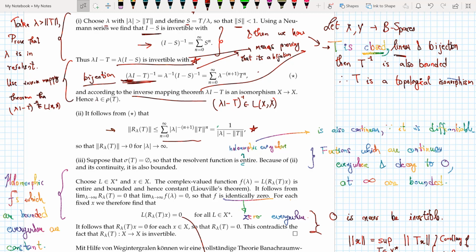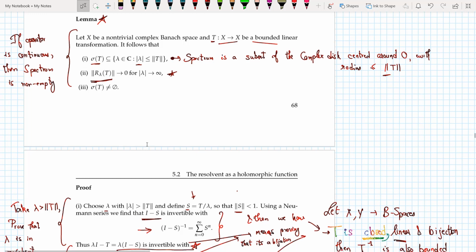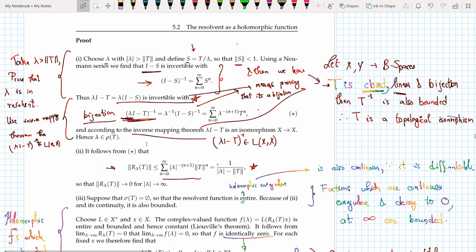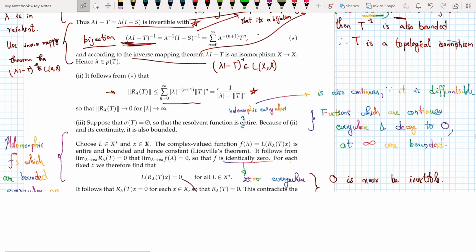And the third one is a good one. As till now I have proved the first and the second one, and now in the third one I want to prove that if X is a non-trivial complex Banach space and T is a bounded linear transformation, then the spectrum in such a case is not null. So how would I show that? I say that suppose that the spectrum is null. Now since the spectrum is null, then the resolvent is entire, meaning that rho T is all complex numbers.